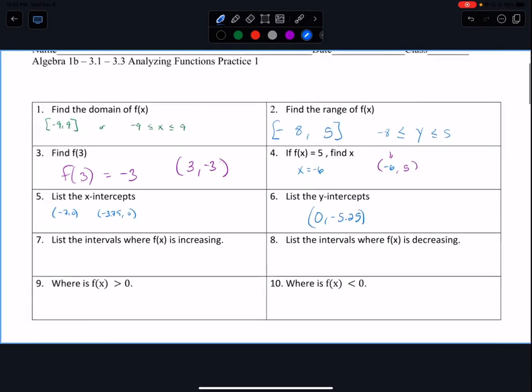All right, so far we got the domain, we got the range. We found some values, f of 3, and again, we can find any one, f of 1, f of 2, f of 5, okay? I give you the x, you solve for y. I give you the y, like number 4, I give you the y value of 5, you give me the x. Okay, cool. The x-intercept, anything on the x-axis. The y-intercept, anything on the y-axis.